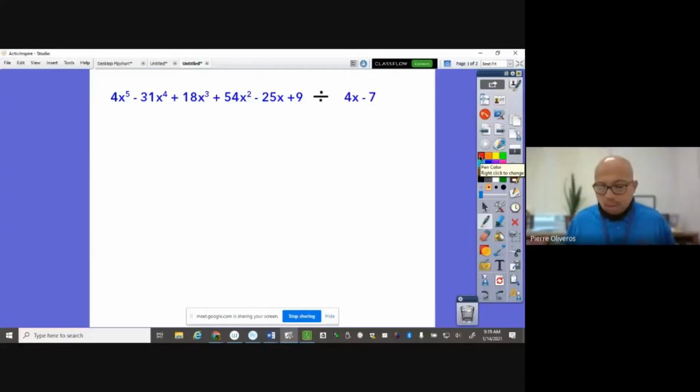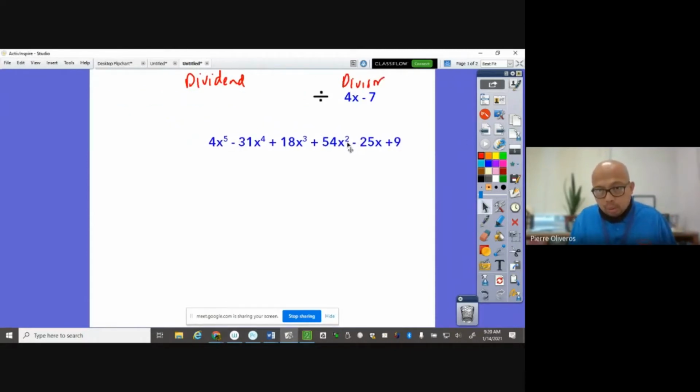For our next problem, 4x to the 5th minus 31x to the 4th plus 81x cubed plus 54x squared minus 25x plus 9. Again, this is your dividend. You're going to divide it with 4x minus 7, which is called your divisor. So I'm going to put this one inside, and this will be the one outside the box.